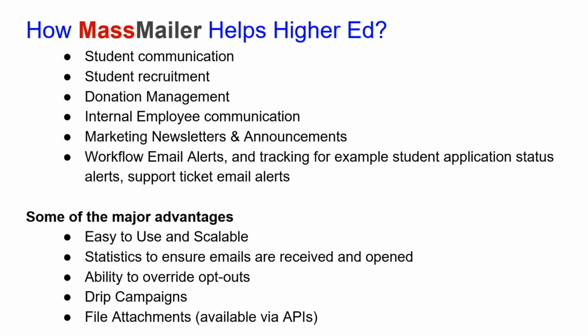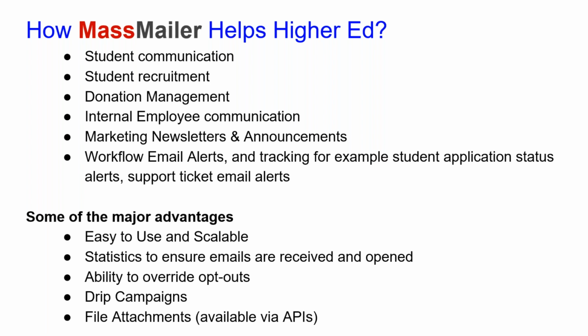Another big advantage is we have the statistics, so that especially in the area of student communications, even employee communication, the fact that you can ensure that emails are being received and opened by the recipients, which is something for verification purposes. Also, the ability to override the opt-outs, especially if you're dealing with students or even employees. They shouldn't have the ability to opt out, so you want to be able to override or take that out.